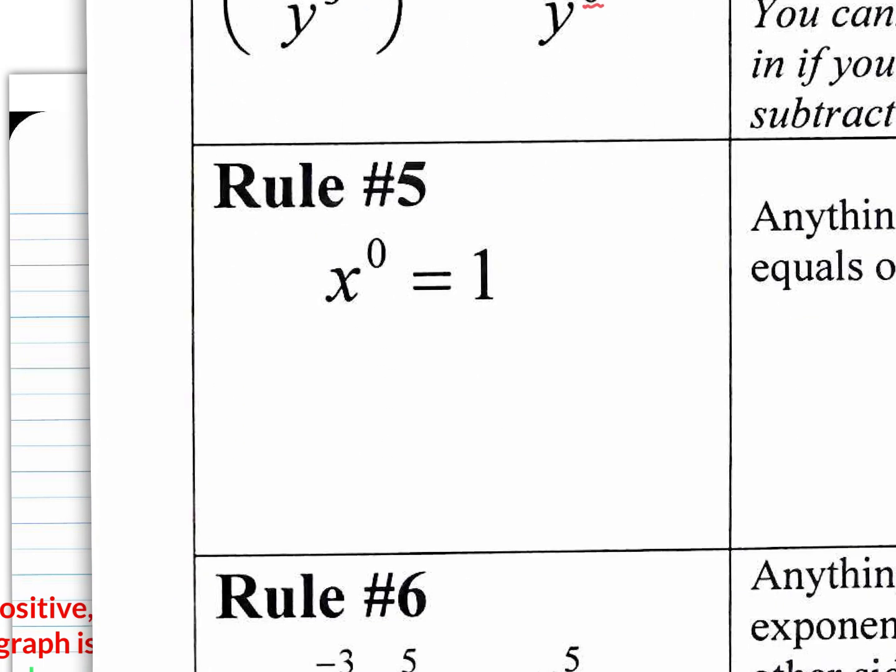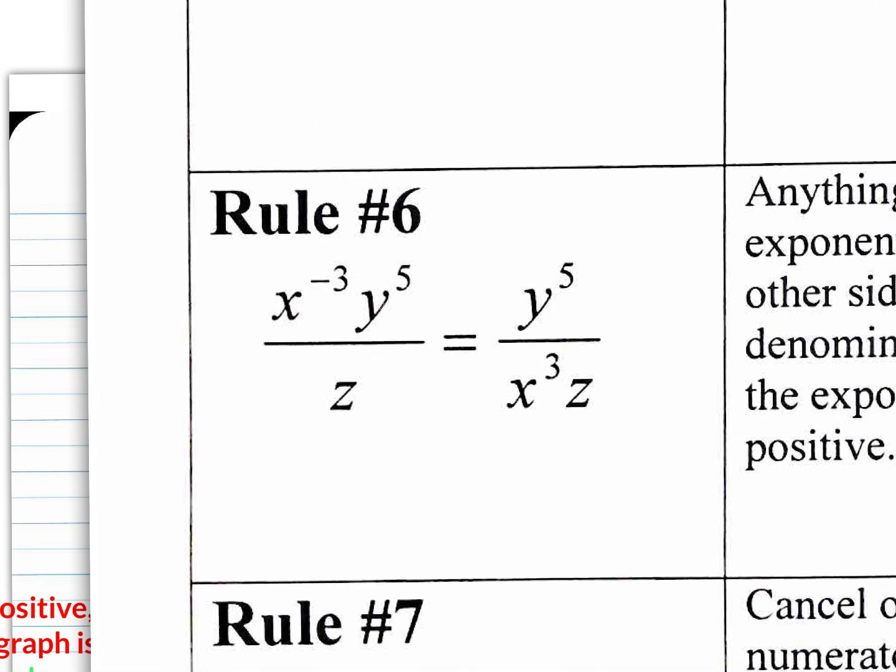Anything to the power of 0, that's the easiest one. Anything to the power of 0 equals 1. And the next rule, whenever you have a negative exponent term, you have to move it to the other side and it becomes positive. So that's why you have an x to the 3rd down here instead of up here. It moved down and it became positive. That's another rule of exponents.